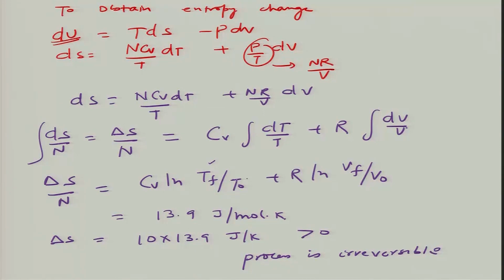Now, one can also come up with an expression for delta S in terms of Pf and Vf. I can just write it down for you. This is going to be delta S by n equals Cp ln Tf by T0 minus R ln Pf by P0. This is another expression you get if you vary from T0, P0, V0 to Tf, Pf, Vf. This is another expression you can evaluate for delta S of an ideal gas.